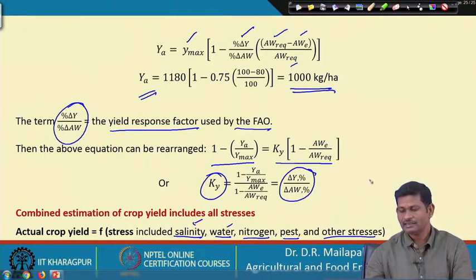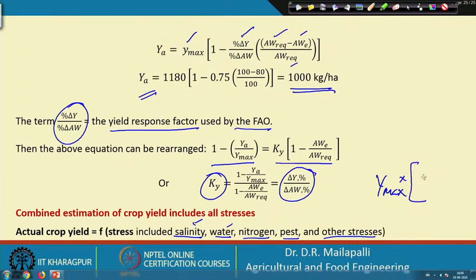Knowing the potential yield, let us say Ymax, multiplied by the yield reduction factors, let us say due to water stress, due to pests, and due to nitrogen, all these things are in percentages, and you get the actual yield.